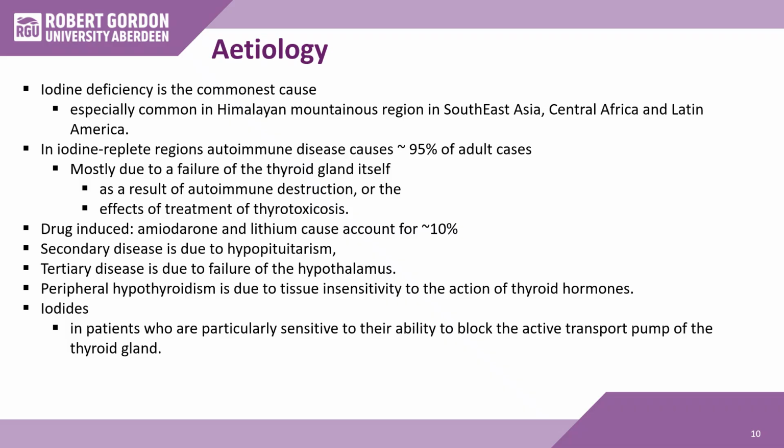So with regards to etiology, iodine deficiency is the most common cause, especially in mountainous or inland regions with low natural iodine availability. In iodine-replete countries such as the UK, the overwhelming majority, around 95% of adult cases, are due to autoimmune thyroiditis, particularly Hashimoto's thyroiditis. Other causes include drug-induced, such as drugs such as amiodarone, lithium.